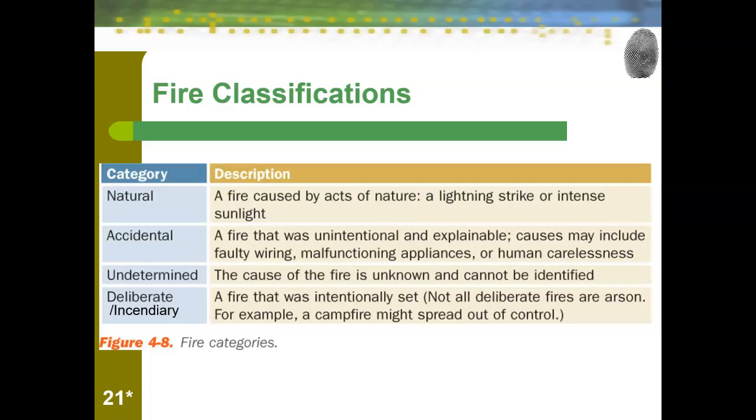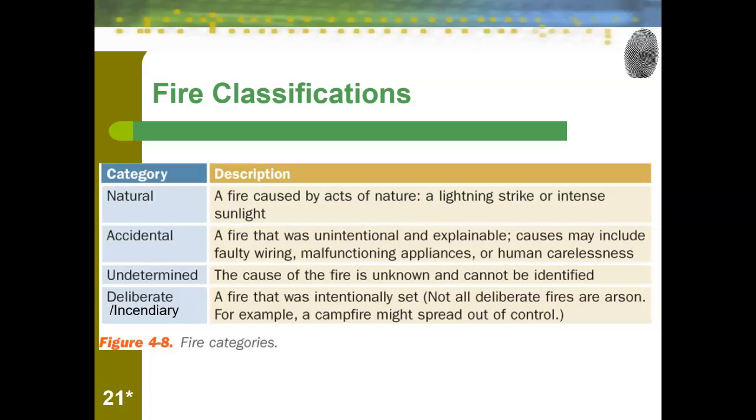Now, undetermined is that we cannot figure out the cause of the fire, and sometimes that happens. Now, the last one is the one that gets students, deliberate/incendiary. You're going to notice this is not called arson, and that's because arson is a specific type of crime. Deliberate versus incendiary is a fire that was intentionally set. So not all deliberate fires are arson.